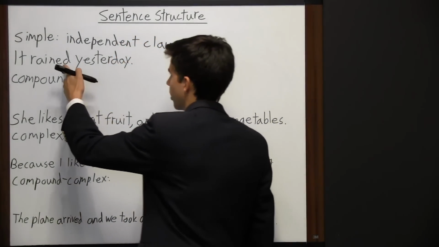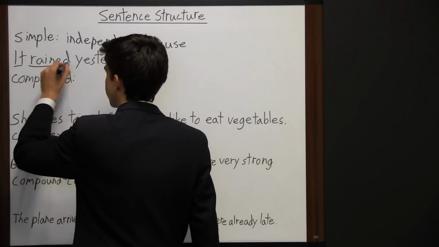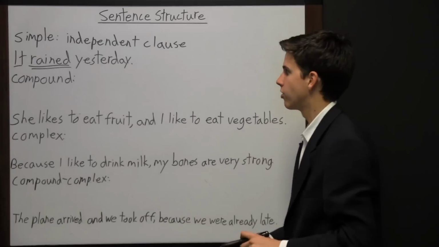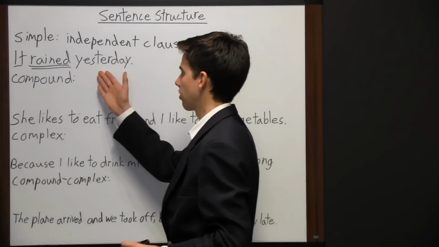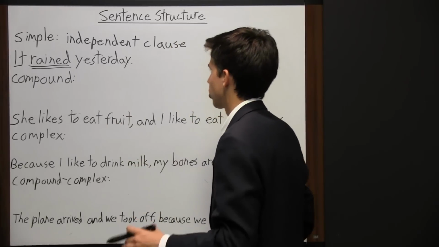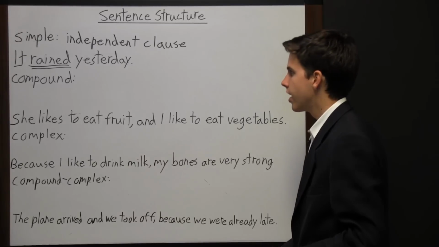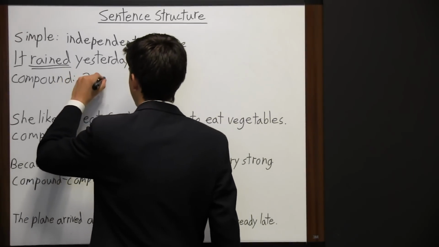So here's an example. It rained yesterday. So we have a subject here, it, and a verb, rained. And so this sentence isn't dependent on anything else to be a complete sentence. It's a sentence in its own right because it can stand alone. It rained yesterday is a grammatically correct sentence. So we call that an independent clause. Now, a compound sentence is made up of 2 or more independent clauses.